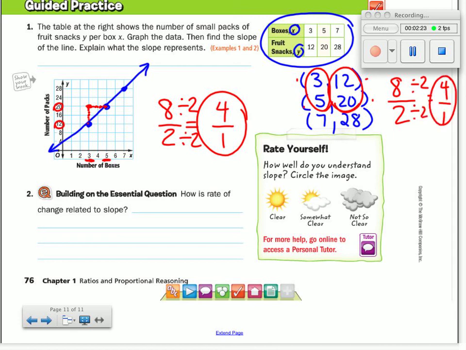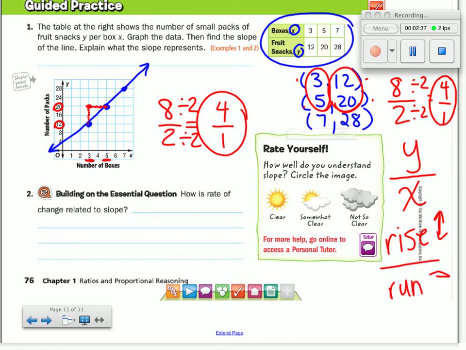So 2 different ways. One, you can use the graph. One, you can use the ordered pair. Just remember, it's always the change in Y over the change in X, or we also call it the rise, which is the up or down, over the run, which is the horizontal.